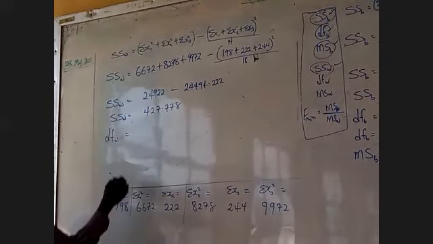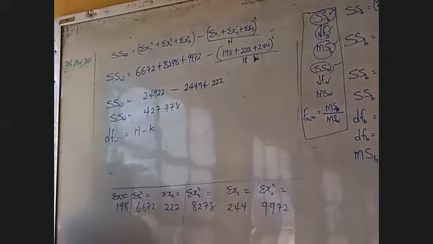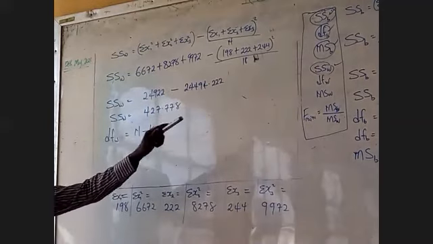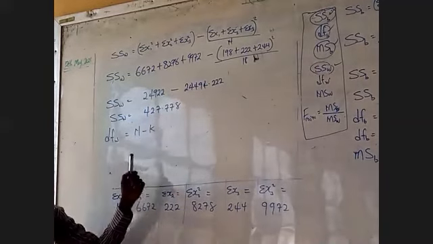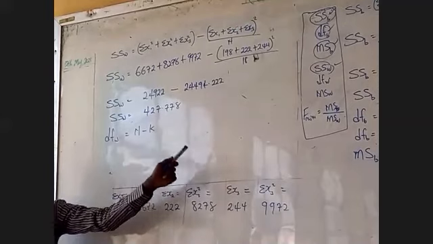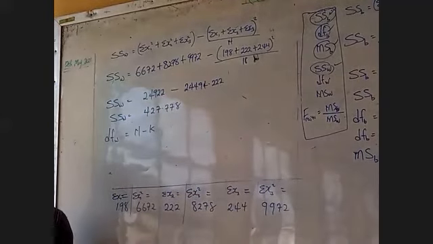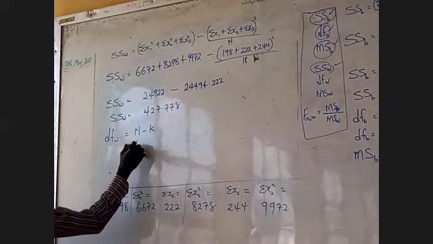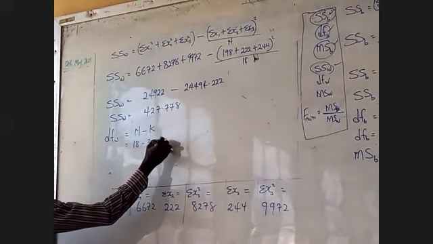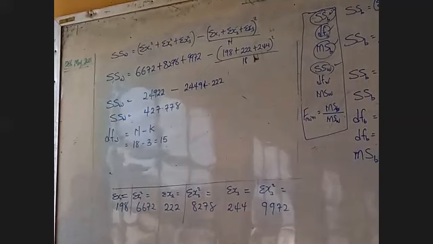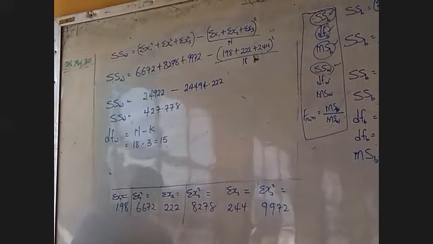DFW is simply n minus k. Unlike that one, this one is k minus 1. For within the group, it is n minus k. Your n is the 18, while your k still remains the number of groups. So in this case, it's going to be 18 minus 3 to give us 15. Do you get that? Now we then solve the MSW.